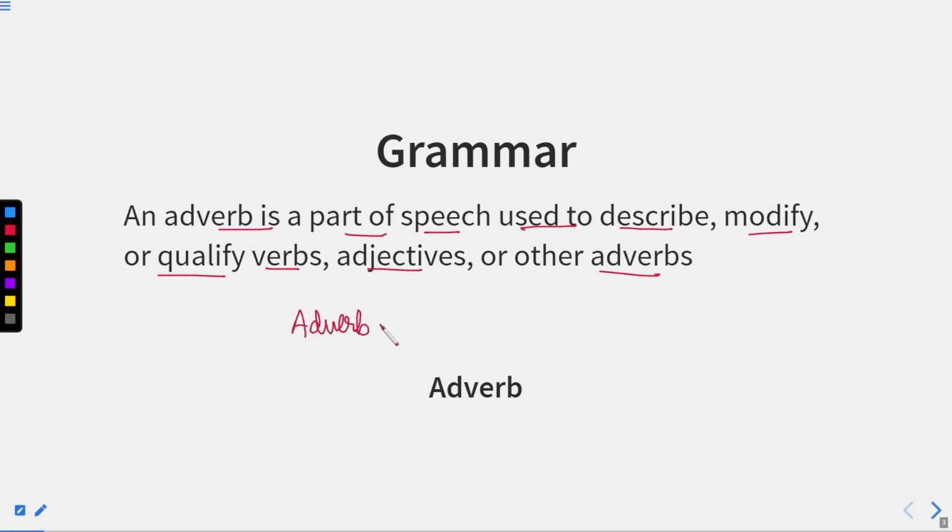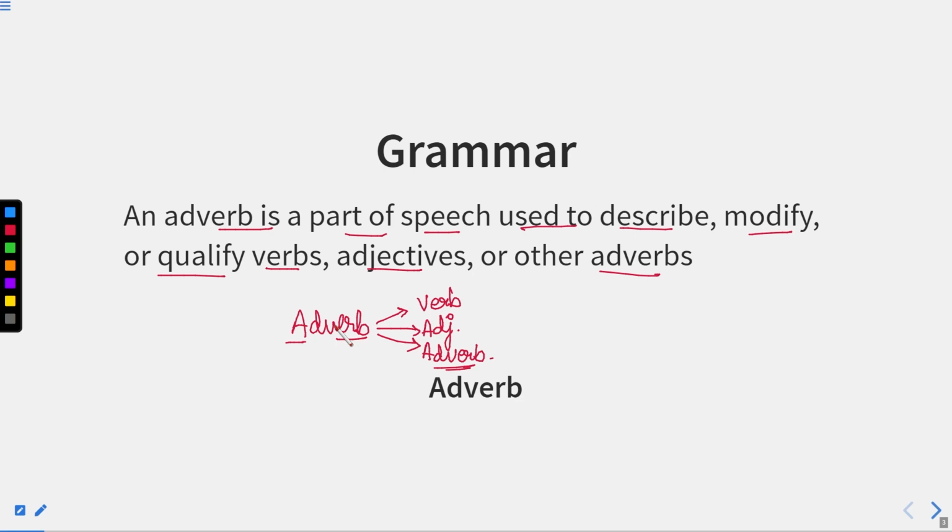First of all, it qualifies a verb, as the word suggests itself, that is adverb. So a word which adds something to a verb is known as adverb. It tells us the quality of a verb. Again, it qualifies an adjective, as I had given you some examples as well. And the main function is that it qualifies an adverb as well, or you can say other adverbs. So one adverb can qualify another adverb.